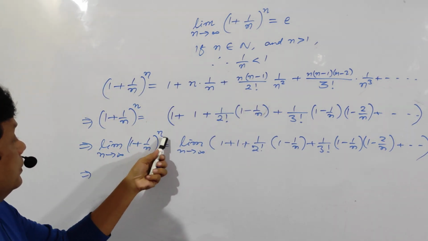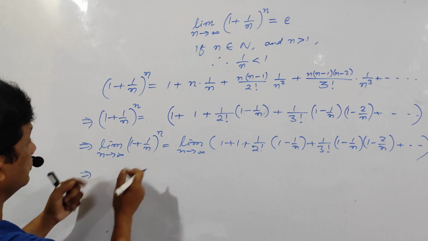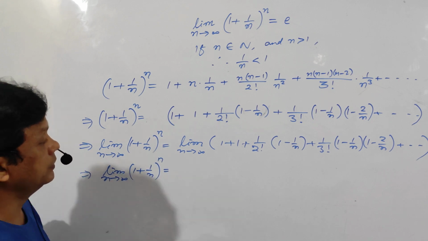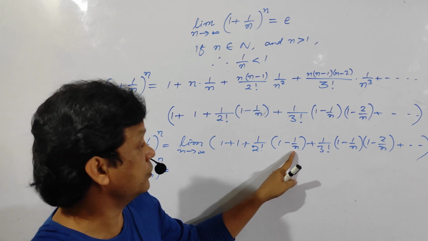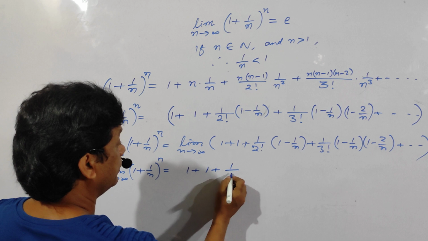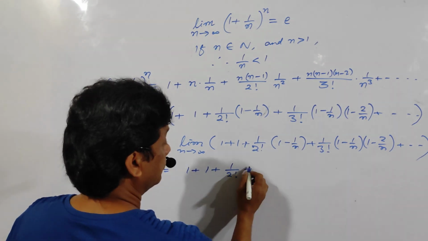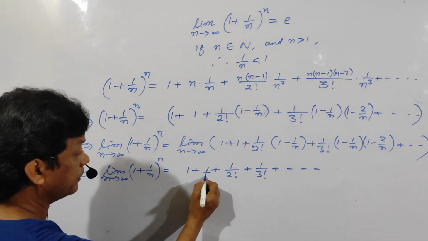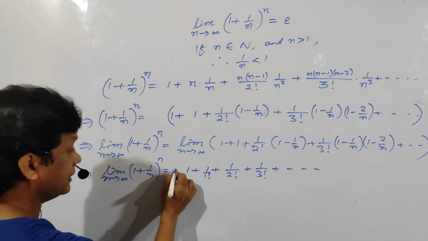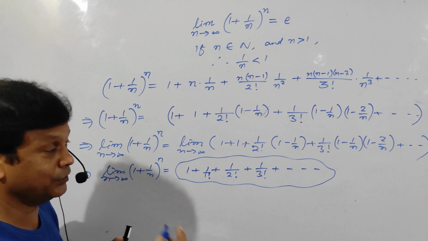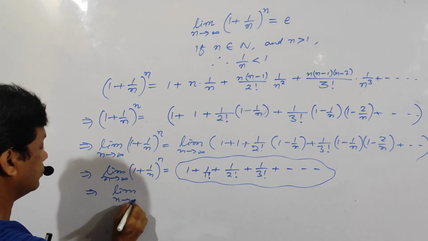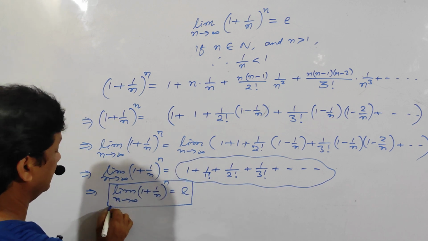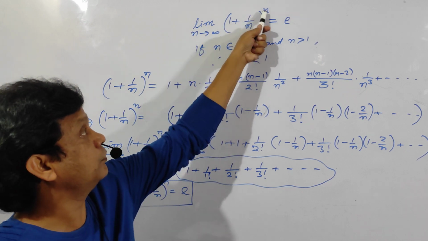So write this one as it is, and take the limit n tends to infinity. 1 by n, that means 1 by infinity, is 0. So it becomes 1 plus 1 plus 1 by factorial 2, and this one is 0, so that is simply 1. Then plus 1 by factorial 3, this is 0, so 1 into 1 is 1, and so on. And this 1 can be written as 1 by 1 factorial. And what is this? This is nothing but e. I have already told you. So limit n tends to infinity of (1 plus 1 by n) to the power n is equal to e. So this is the formula for e. Is that clear to you?